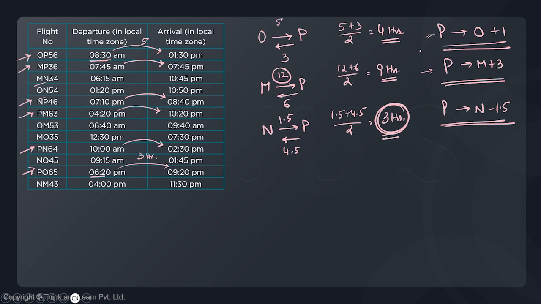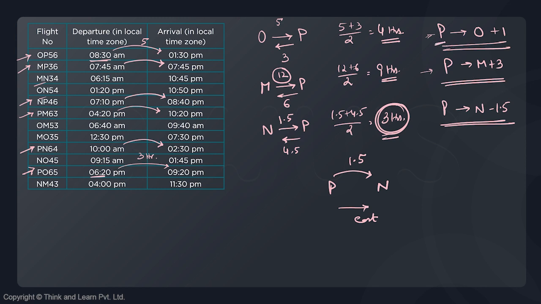M plus 3 is P. So P is ahead of M. But N minus 1.5 is P. So N is behind P. So it is like N is here and P is here, and N is 1.5 hours ahead of P. Therefore, it would be to the east of P.